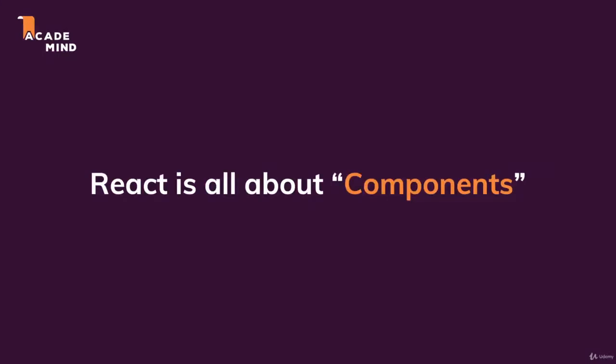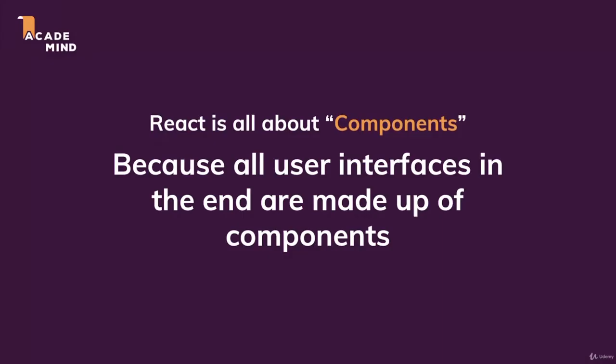Even though we don't fully know yet what components are, why could React be about one concept at its core? Because all user interfaces in the end are made up of components. So what could be a component then, if it is something which is crucial in all user interfaces you see?